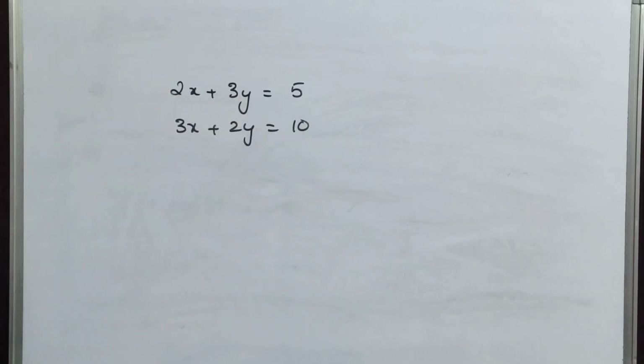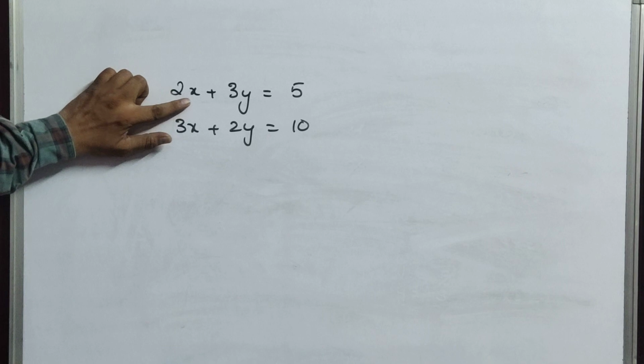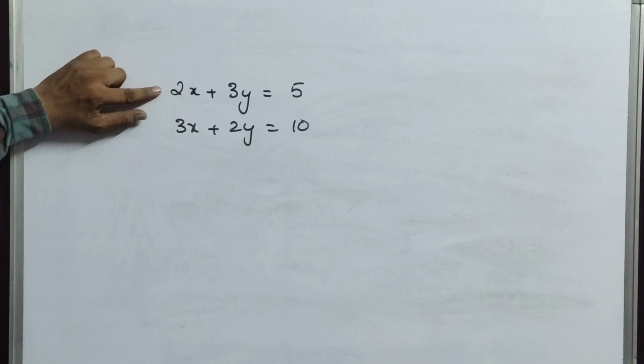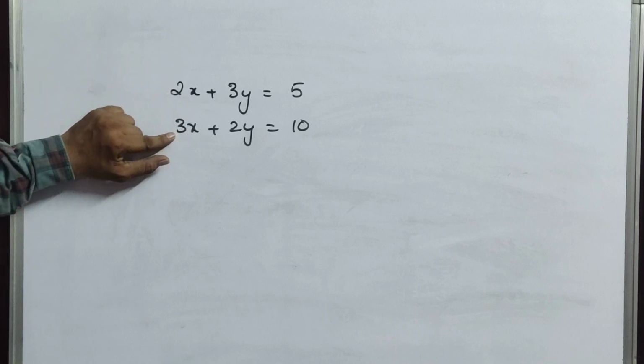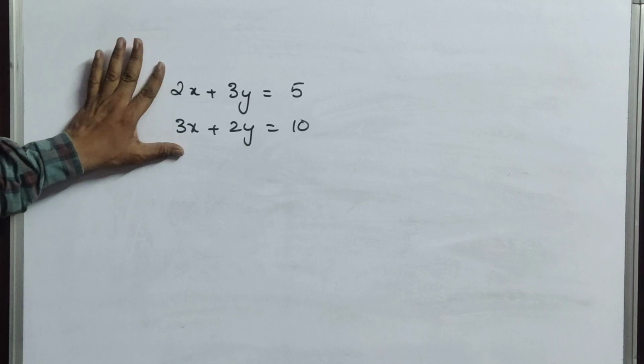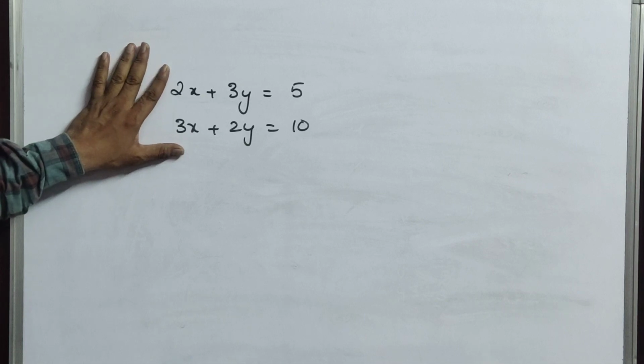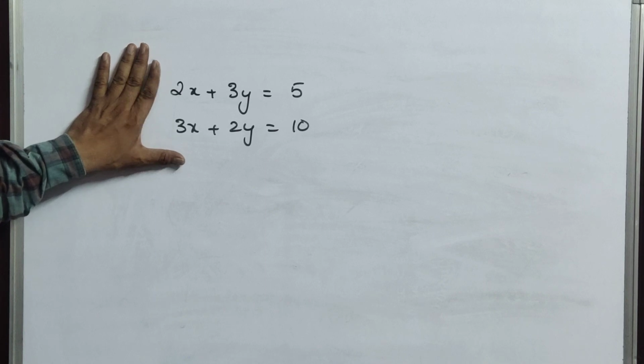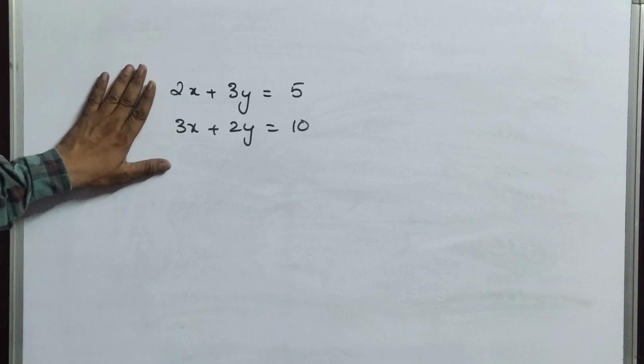What do you observe here? Here the x coefficient is 2. Here the x coefficient is 3. But both are different. Like in the first sum, that chance is also not there, and the second method is also not there. But how will you do it now? How are you going to eliminate?